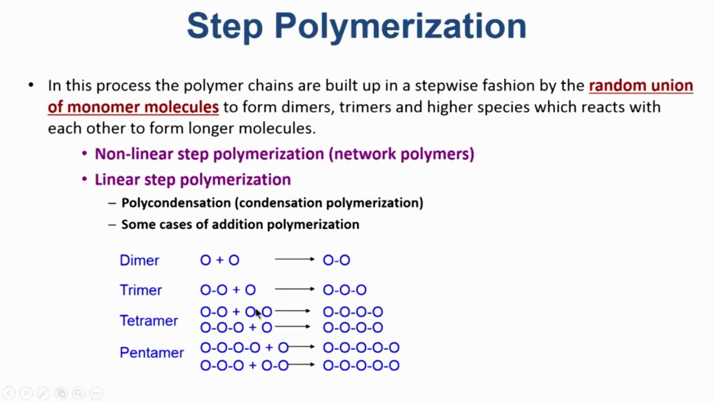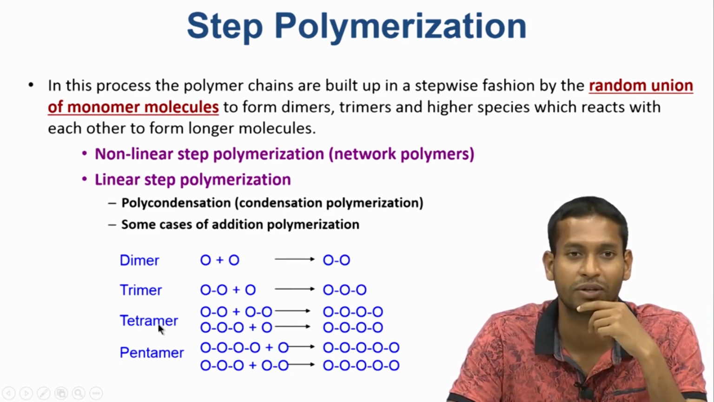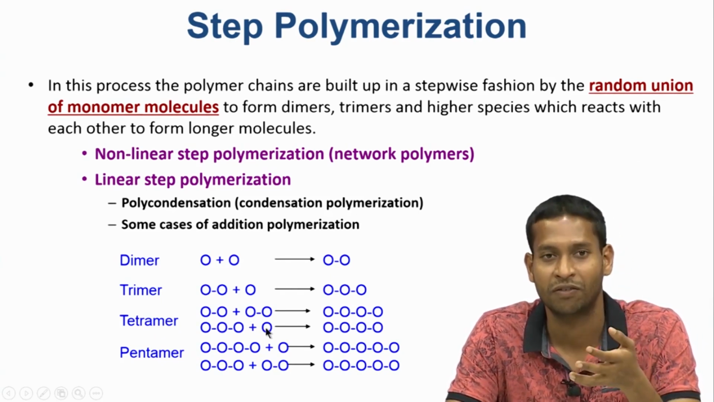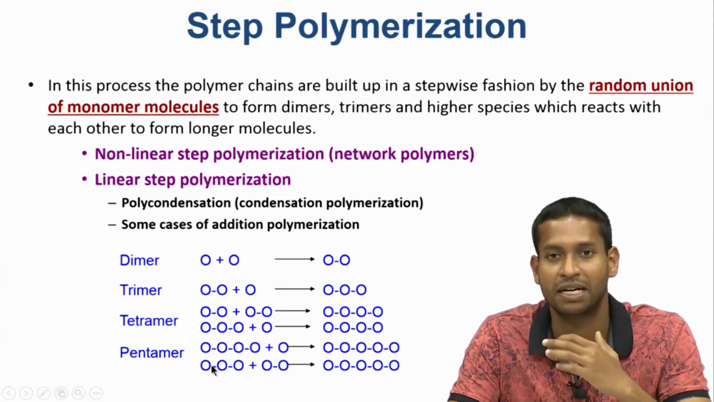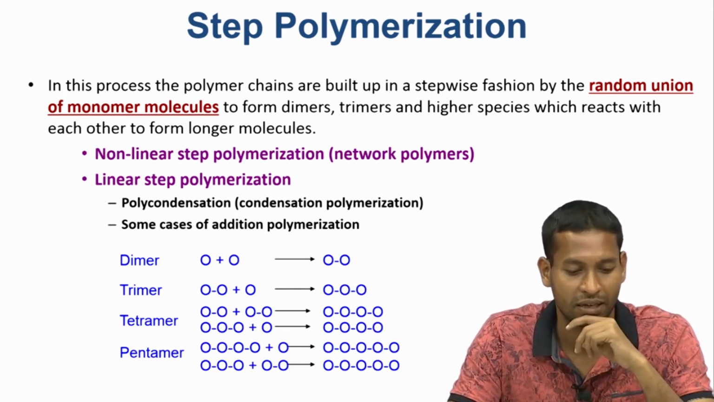Talking about step polymerization, in this process the polymer chains are built up in a stepwise fashion, and this could be the random union of individual monomer molecules. If we look at the reaction here, a dimer is formed by combining two monomers, and a trimer is formed by combining a dimer with a monomer. From there on forward there are several ways this can happen. A tetramer can form either by combining two dimers or by combining a trimer with a monomer, and similarly the possibilities increase further as you go along. So it is just a random union of combining monomer molecules.